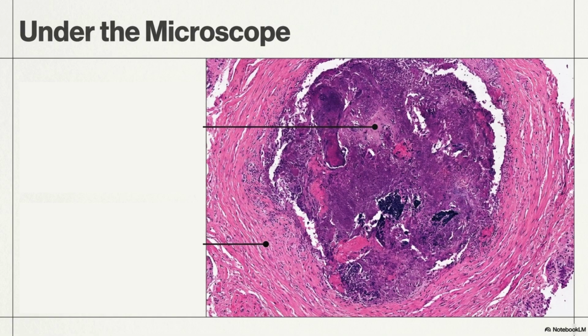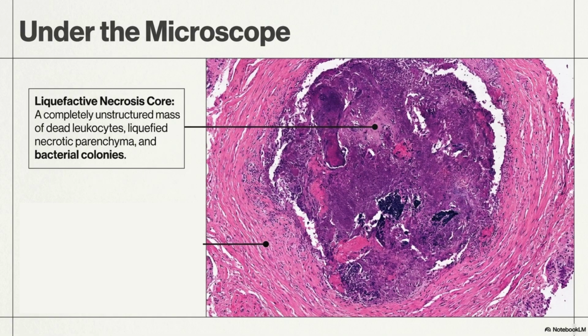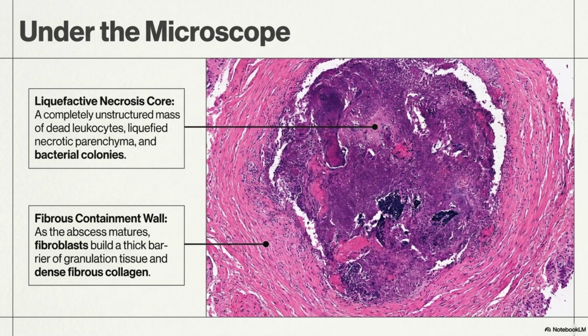What does this look like under the microscope? We see two distinct zones. First is the liquefactive necrosis core. This is a completely unstructured mass of dead leukocytes, liquefied necrotic parenchyma, and bacterial colonies. Second is the fibrous containment wall. As the abscess matures, fibroblasts build a thick barrier of granulation tissue and dense fibrous collagen to contain the destruction.